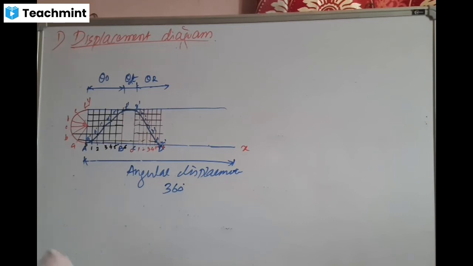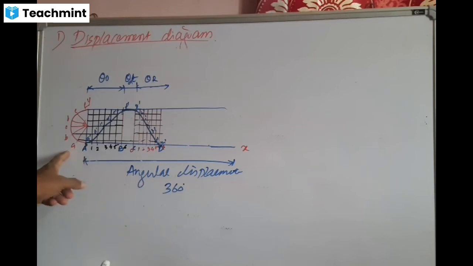Okay, we'll continue the last class problem. You need to draw the cam profile, based on simple harmonic motion for a knife edge follower. You have drawn the displacement diagram here. To draw the displacement diagram, you need to draw one horizontal line for one complete revolution, that is 360 degrees.